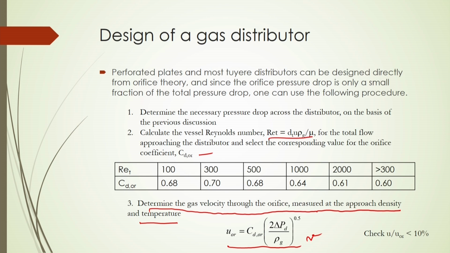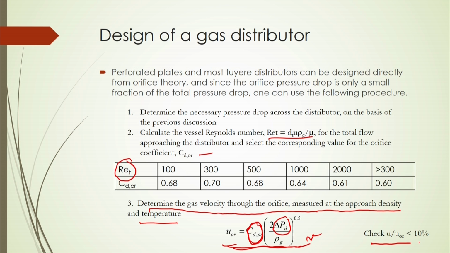Whenever you get CD from this Reynolds number relationship, you have to substitute this CD OR and then calculate UOR after substituting the distributor pressure drop. After that, you have to check the ratio U by UR, where U is the gas velocity you are choosing to operate in your fluidization.